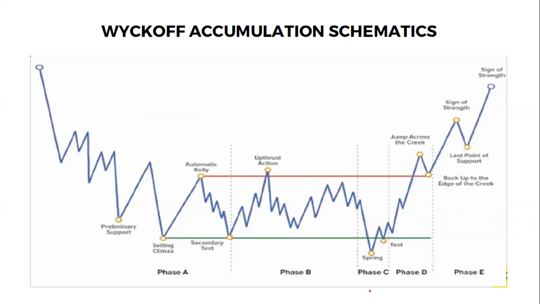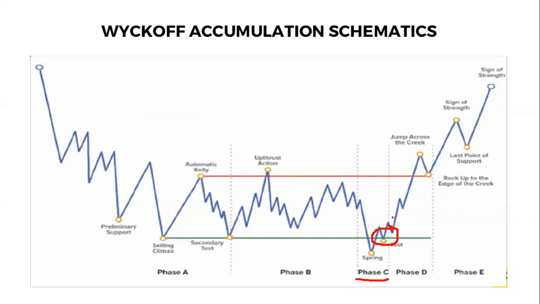So once phase C is completed, they'll start going for a test on the creek levels. Now there are two types of entries that can be possible right here. Once the spring has occurred, this is one particular phase where you can actually enter a trade. So once it is done, you can enter a trade right here.